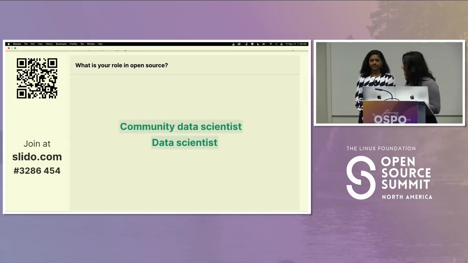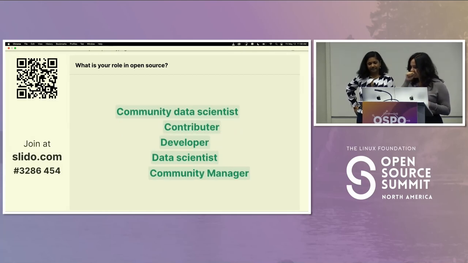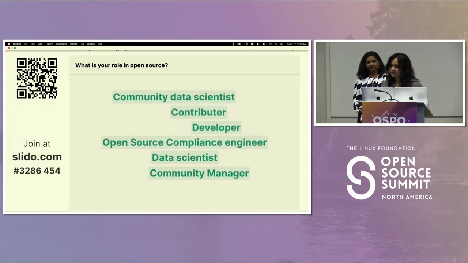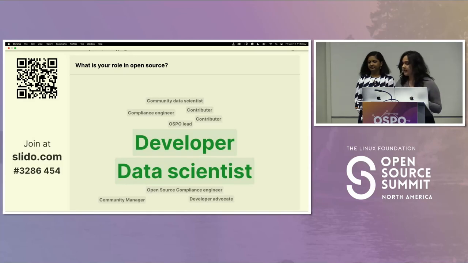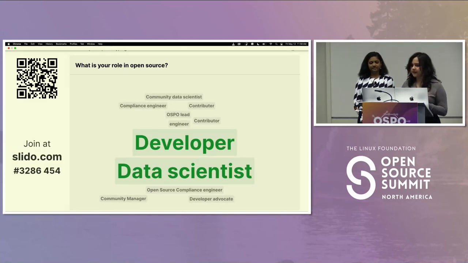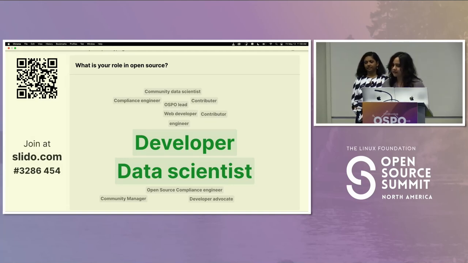I see data scientist, that's also my role in a community. Community manager, that's awesome. Compliance engineer, OSPO leads. Dev advocates, that's awesome. This is supposed to be pretty general, addressed towards all these different personas. So it's great to know that we have different people looking at communities from different angles.